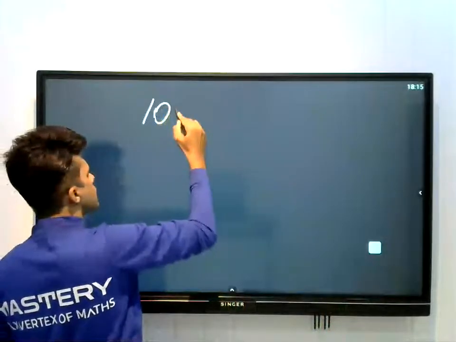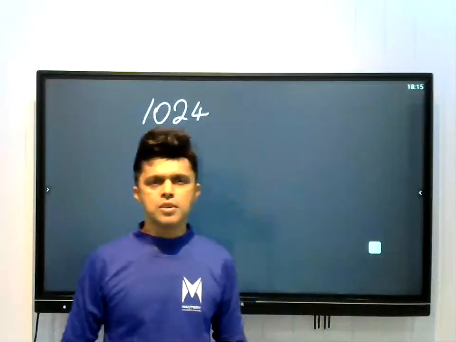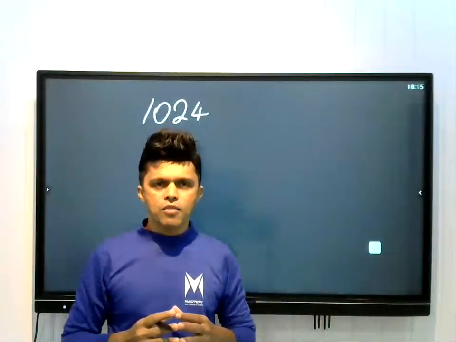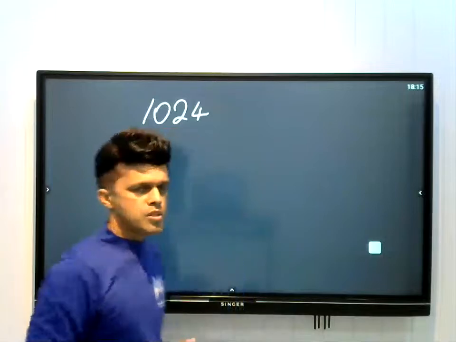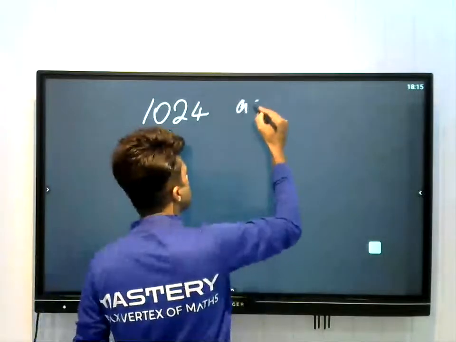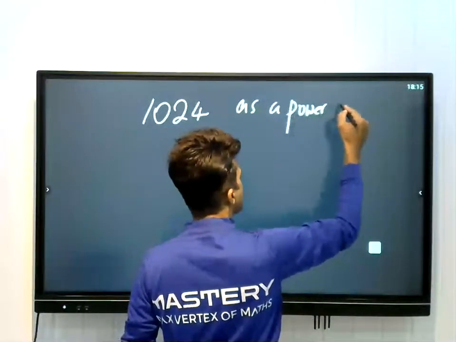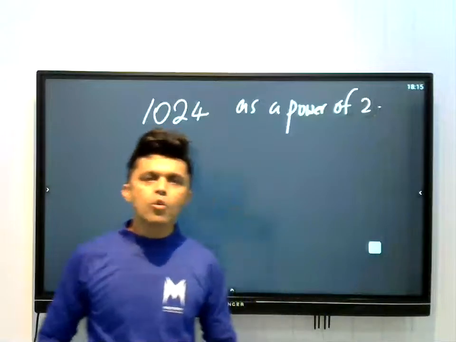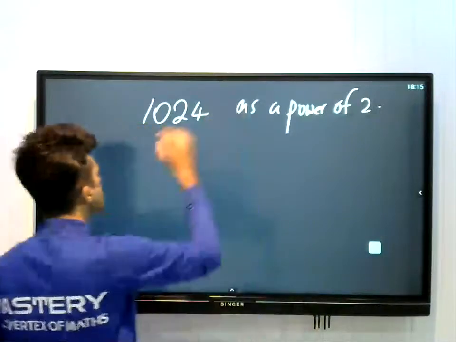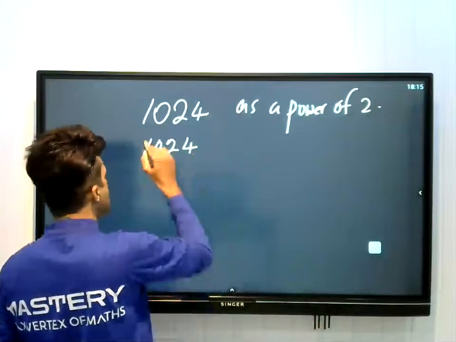Are we able to write 1024 as a power of 2? Is it possible to write 1024 as a power? Here is an even number.